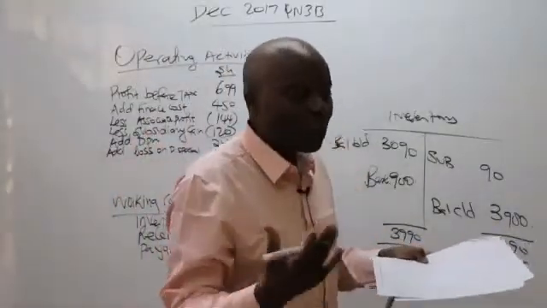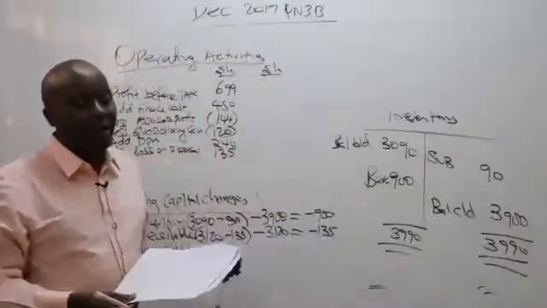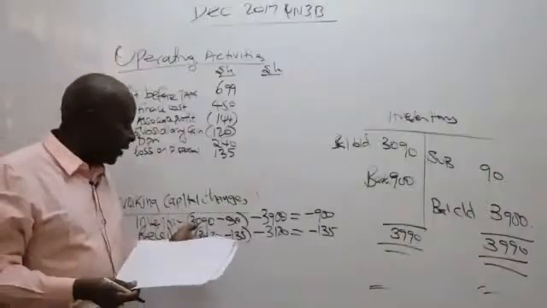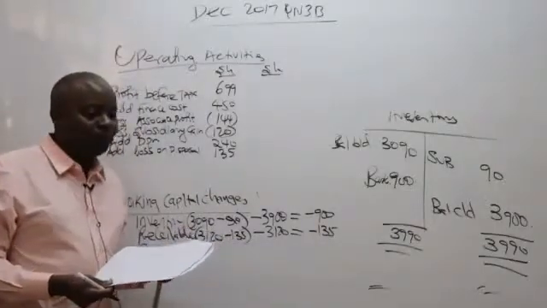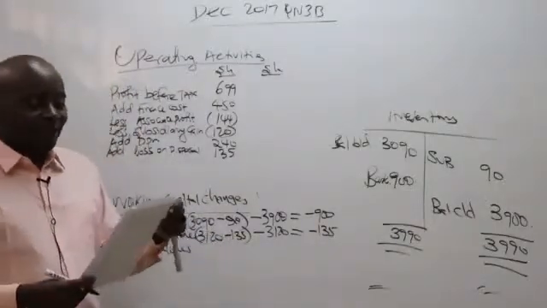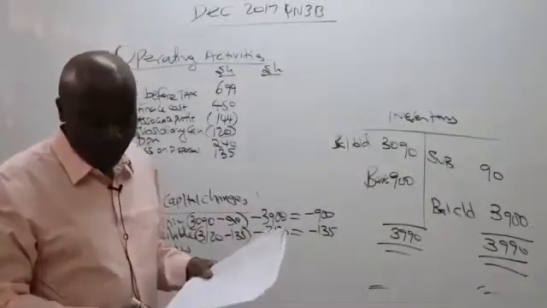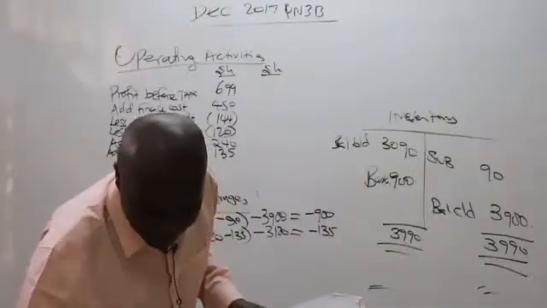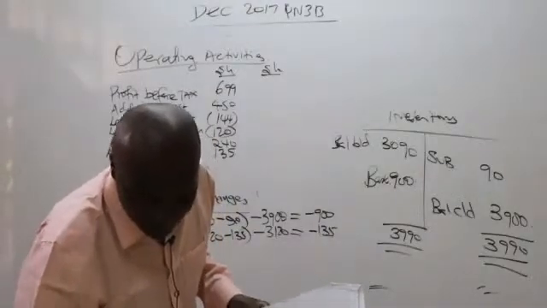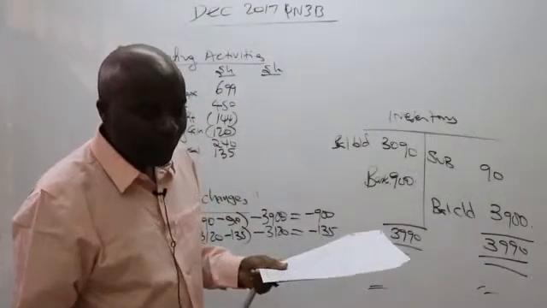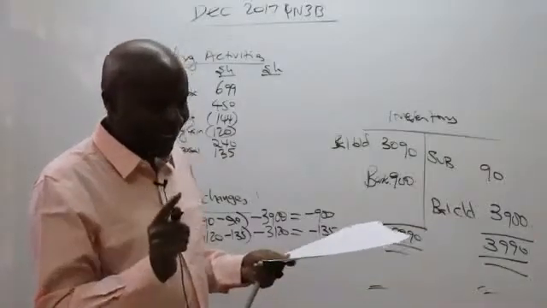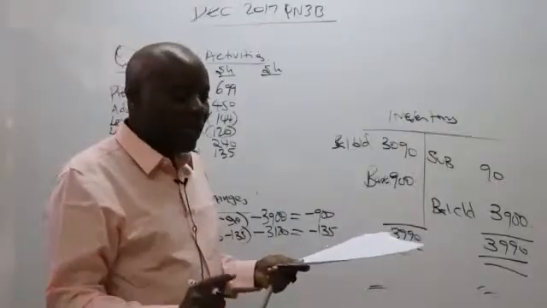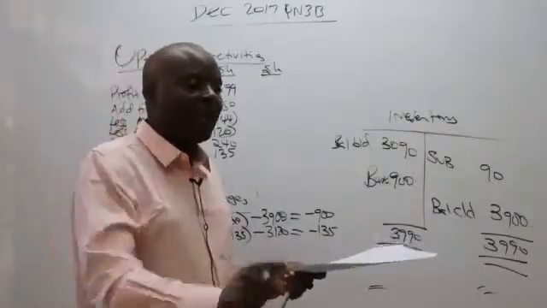Using this shortcut, give me the figure for payables. Using this shortcut for payables, give me the figure for payables. They say it's plus 1710. Plus 1710. Payables is a liability.